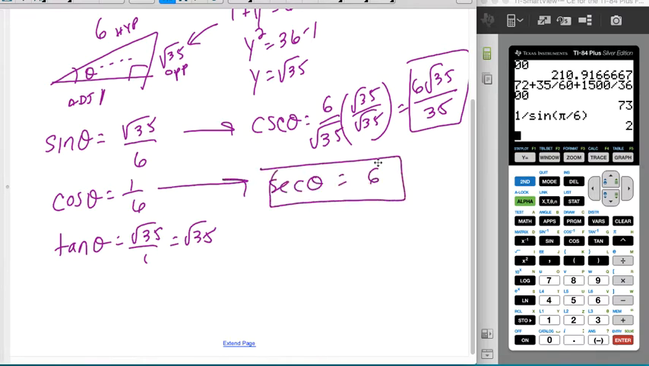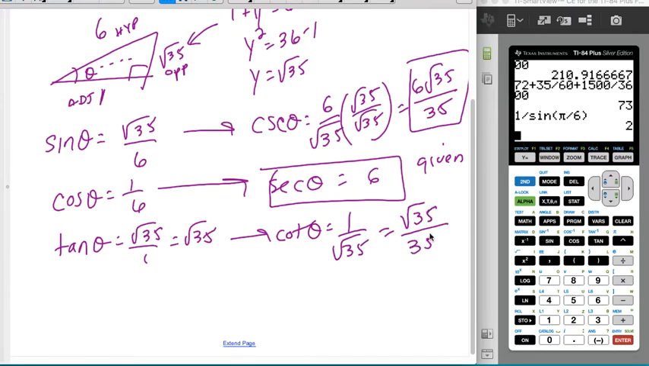My secant, I already knew it's a 6. But that was actually given. That was the information I was given in the first place. And then my cotangent, sorry, not tangent, cotangent, my bad. My cotangent should be 1 over the tangent, so 1 over root 35. When you rationalize that, you get root 35 over 35. And it's okay to skip to that if you can rationalize things in your head.